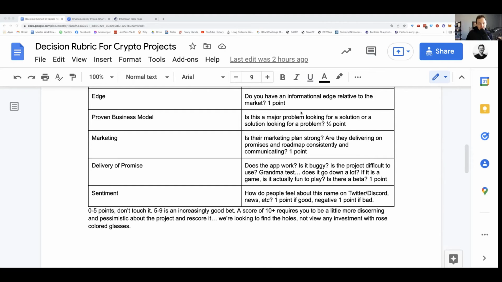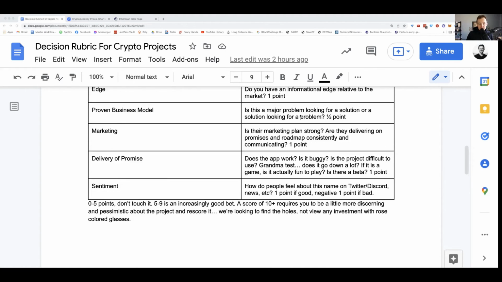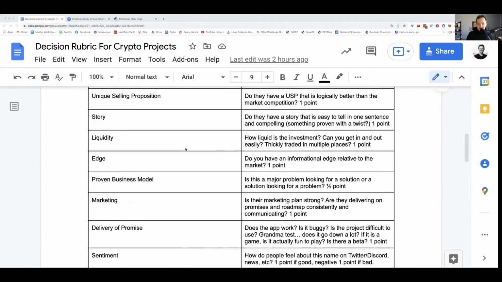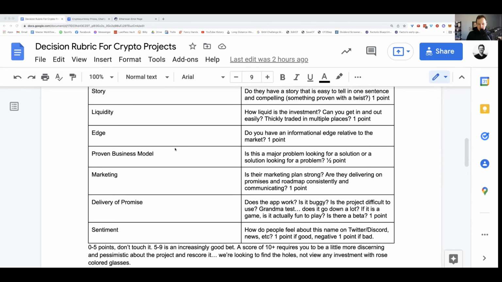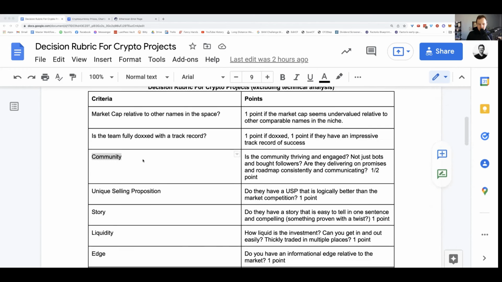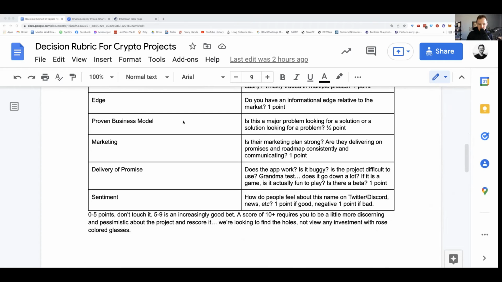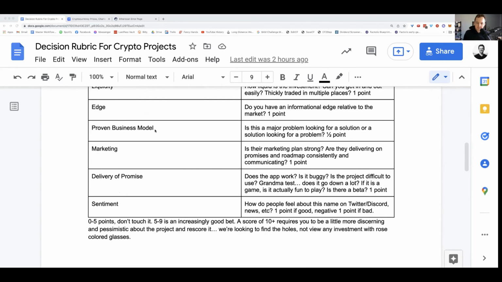So that's the edge. The proven business model is kind of similar to the USP, but a little bit different, because the proven business model would be a combination between the story and the unique selling proposition. So the proven business model is basically summed up as: is this a major problem that exists that's looking for a solution, or a solution looking for a problem?